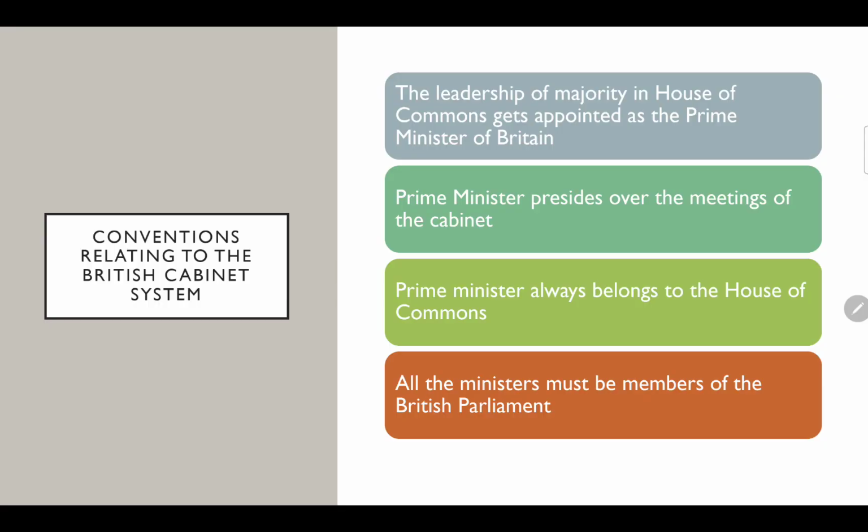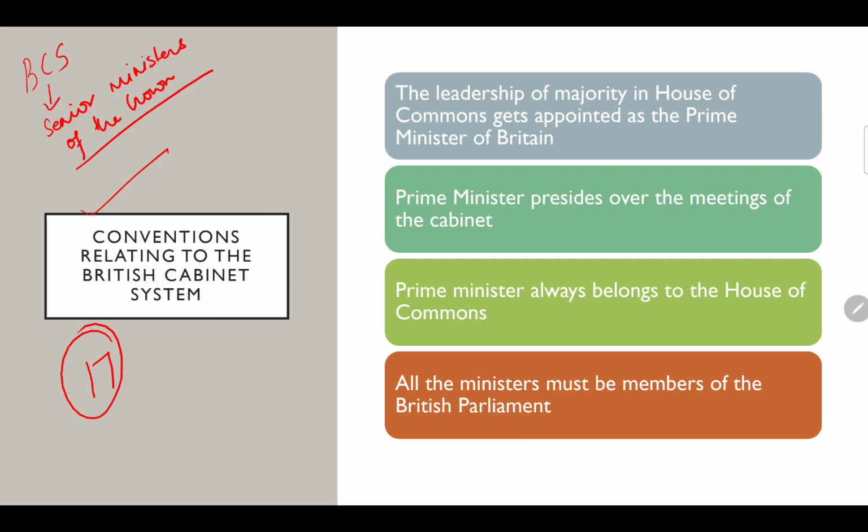Moving forward, conventions relating to the British cabinet system. The British cabinet is a group of the most senior ministers of the crown in the government. Who follows the British cabinet system? They are the group of most senior ministers of the crown, who give advice to the prime minister. For the conventions relating to the British cabinet system, there are 17 points altogether, but I have pointed out just 4. Let's proceed.